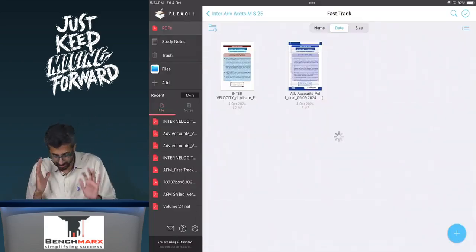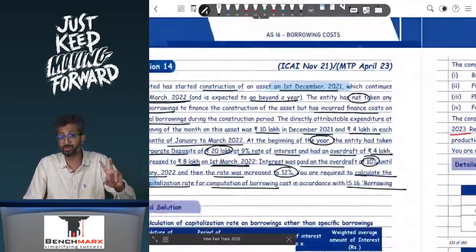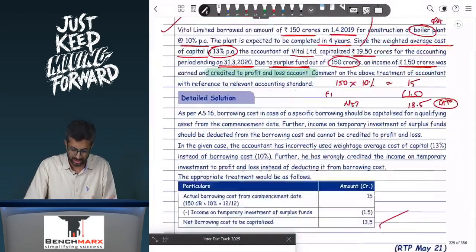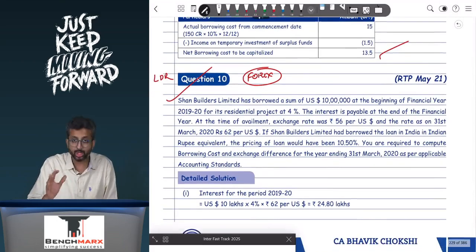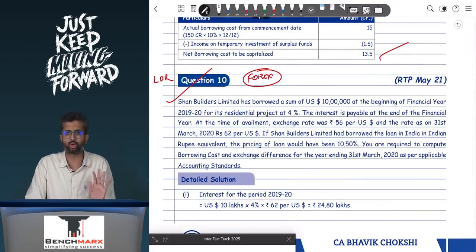So it's a little complicated, but it's not worth skipping, because there's an interplay between AS11 and AS16. So the institute can possibly ask you this. So you will go to question number 10. We'll quickly discuss this. If you want, just pause the video and try this on your own. If possible, I would strongly recommend that you follow these steps that we had discussed.